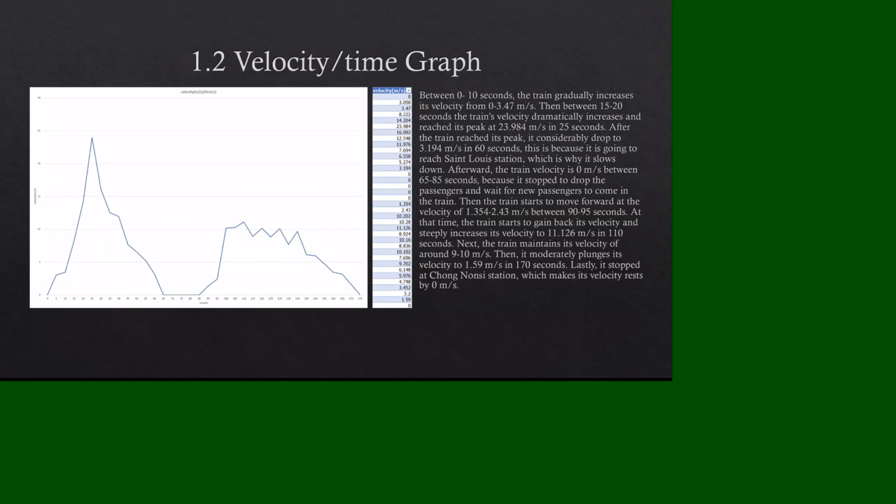1.2 Velocity and time graphs. Between 0 to 10 seconds, the train gradually increases its velocity from 0 to 3.5 meters per second. Then, between 15 to 20 seconds, the train velocity dramatically increases and reaches its peak at 24 meters per second in 25 seconds. After the train reaches its peak, it considerably drops to 3.12 meters per second in 60 seconds.